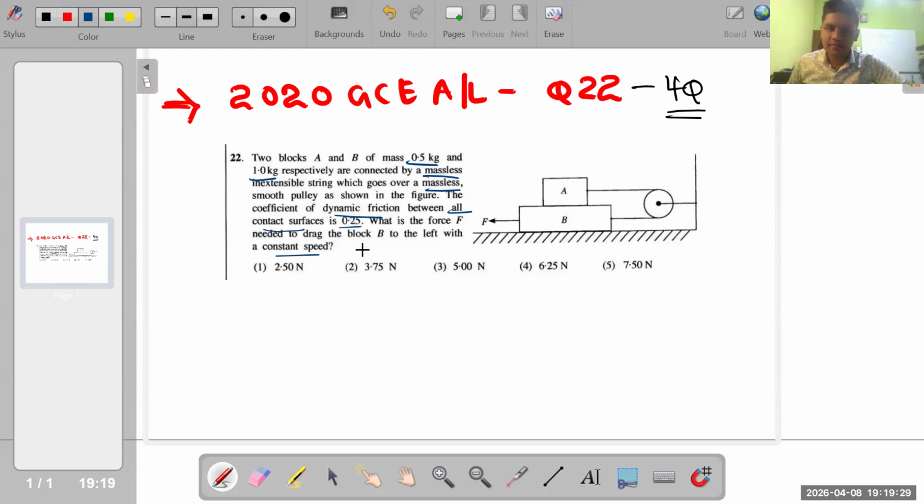Constant speed means you should know acceleration equals zero. Why? Because constant speed means there shouldn't be an increase in speed. Acceleration means the rate of change of velocity. So if they have mentioned constant speed, there is no acceleration. If there isn't an acceleration, what is the conclusion we can come to?